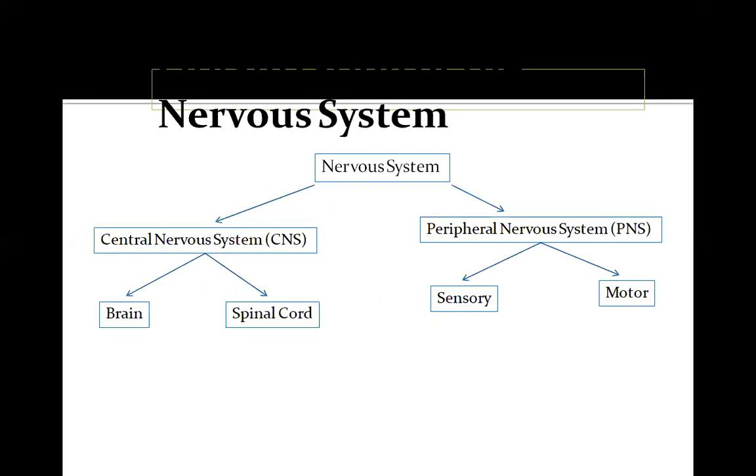Then next, there will be many classifications of the nervous system. So the nervous system will majorly be divided into two types: central nervous system and peripheral nervous system. Under the central nervous system comes the brain, which is again divided into three or four types. Then next is the spinal cord. Then the peripheral nervous system again has subtypes, that is sensory and motor system.